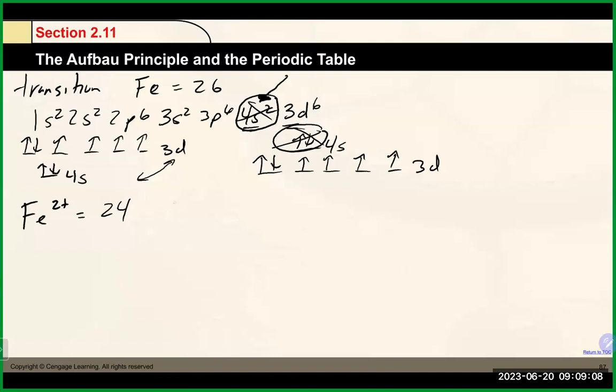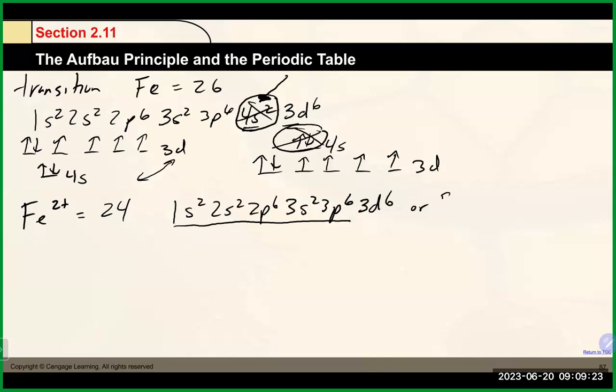And the correct configuration for iron with a +2 charge would be 1s2, 2s2, 2p6, 3s2, 3p6, 3d6. Or, again, because that is argon's configuration, argon 3d6 would be the proper electron configuration for iron that has a +2 charge.